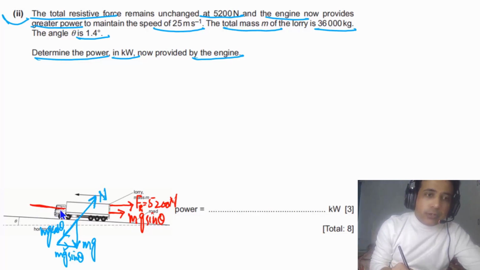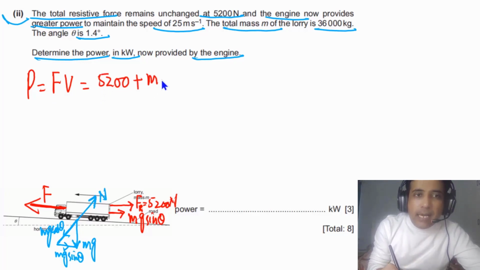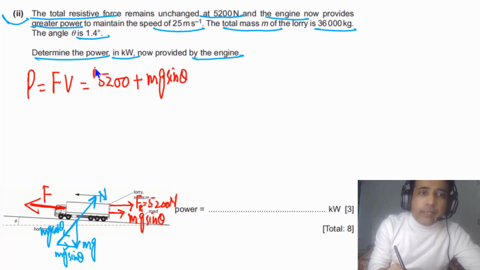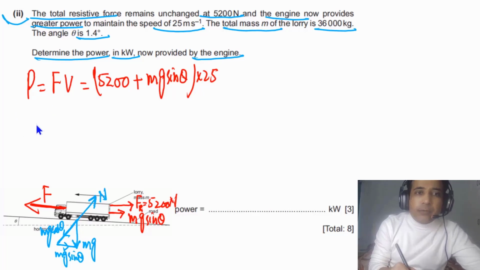In this case, we can also draw the thrust force provided by the engine. Let's say that is equal to capital F. Now if we write down the new power provided by the engine, it has to be equal to capital F times v. But in this case, capital F is equal to 5,200 plus mg sine of theta, and the value of the angle is given to us, and the speed we have is 25 meters per second, and we need to find the value of P.